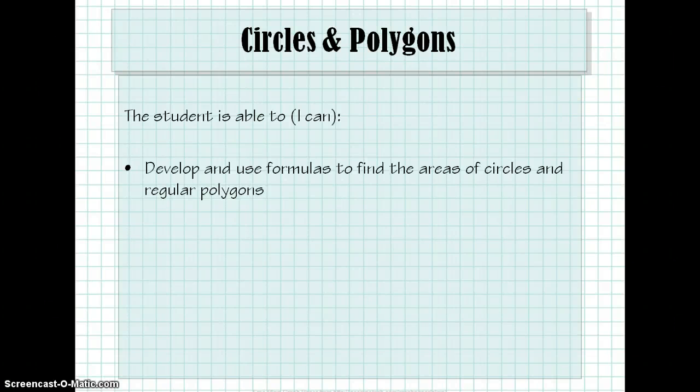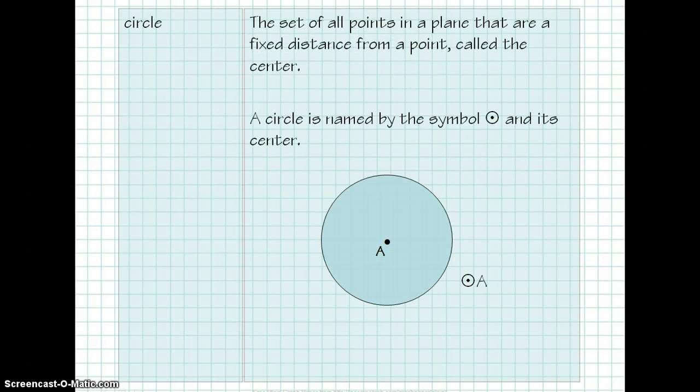Alright, so in this lesson we're going to develop and use formulas to find the areas of circles and regular polygons. So first off, let's get back to the basics. A circle is defined as the set of all points in a plane that are a fixed distance from a point, which is called the center. A circle, we normally name using a circle symbol and whatever its center point is.